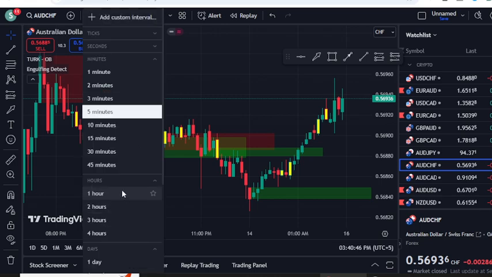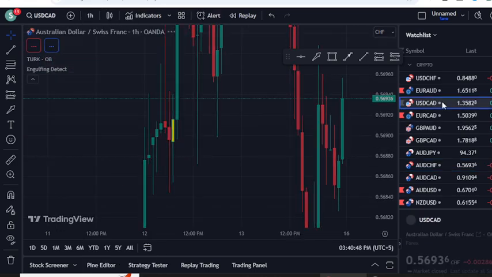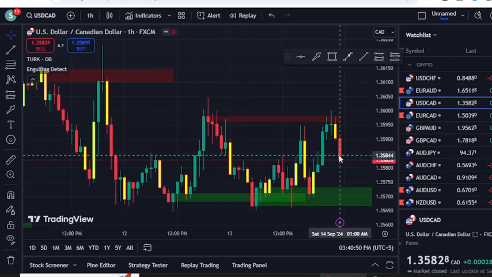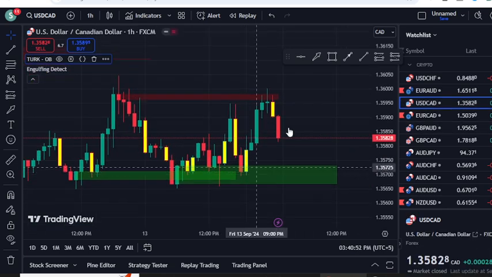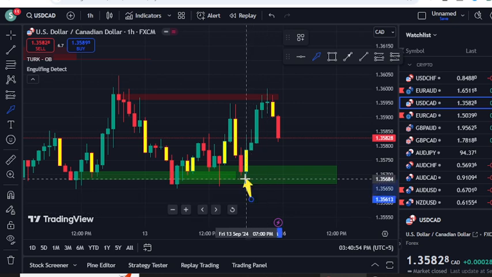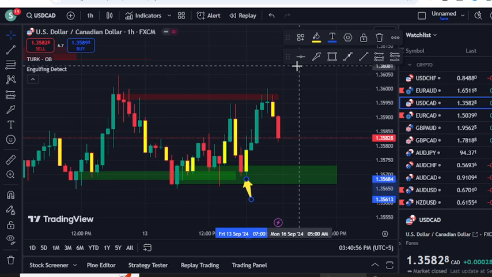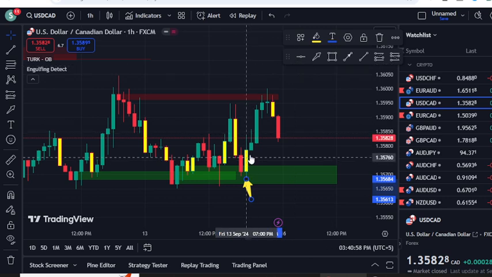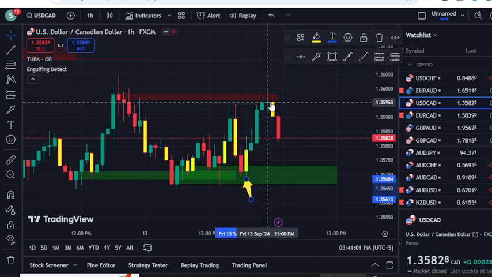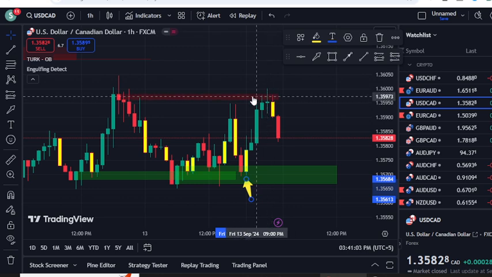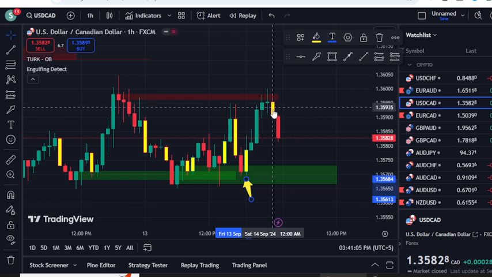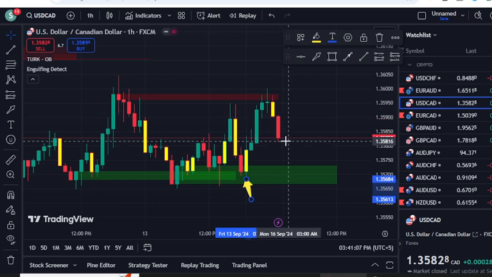So for example, I'm going to switch my time frame to 1 hour, and let's see what's going on here. Now you can see this is the green order block. You have a bullish yellow engulfing candle. Now you can see price is up, and when it went into the red bearish order block, you get a bearish engulfing candle. You can see price is down.